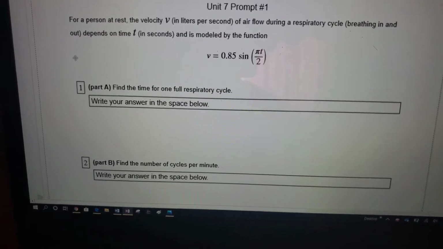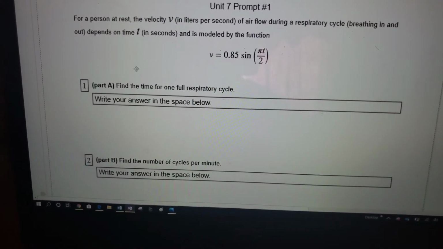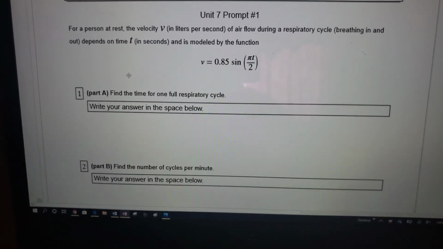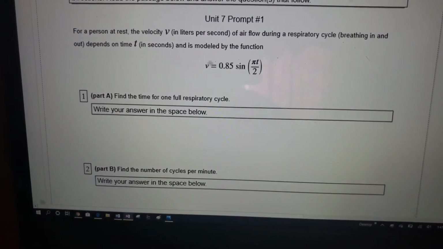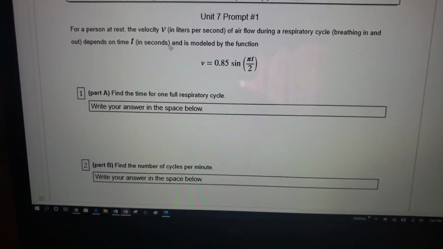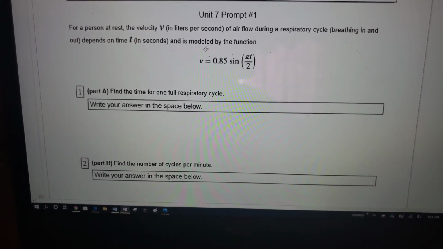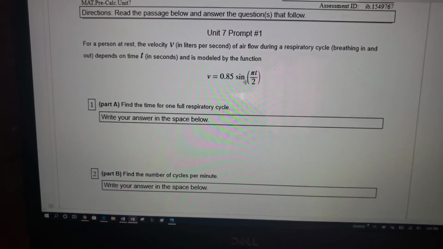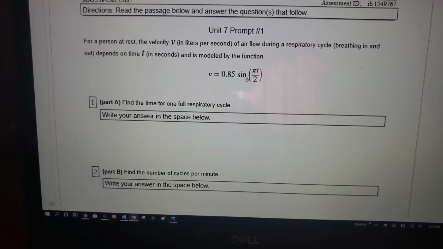For a person at rest, the velocity v in liters per second of airflow during a respiratory cycle, breathing in and breathing out, depends on time in seconds. And it's modeled by the function, and here's the function. Let's go to our notebook and I'm going to write the function down.